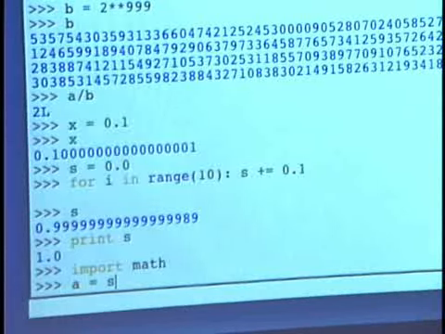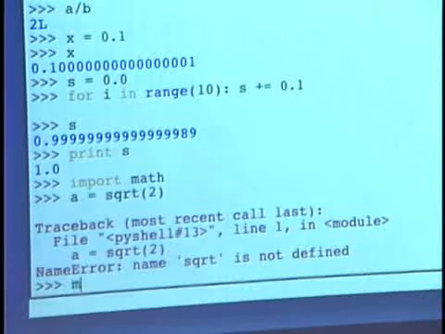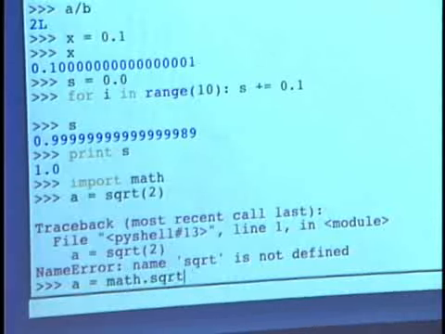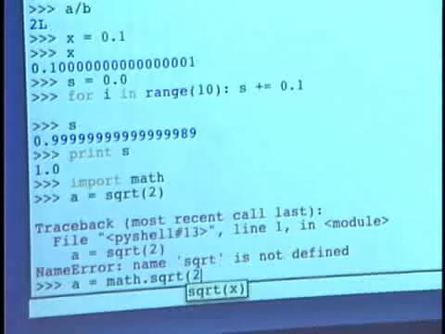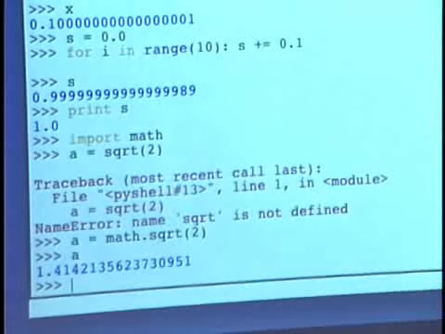Then I'm going to set the variable a to the square root of 2. Whoops. Why didn't this work? Because what I should have said is math dot sqrt of 2, explaining to the interpreter that I want to get the function sqrt from the module math. So now I've got a here, and I can look at what a is. It's some approximation to the square root of 2.